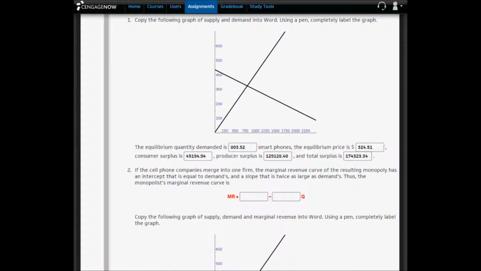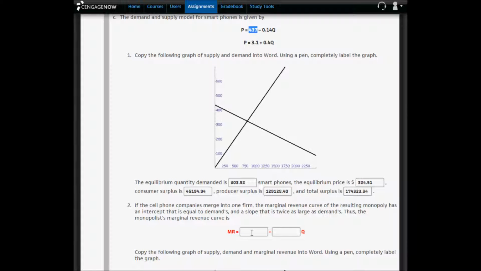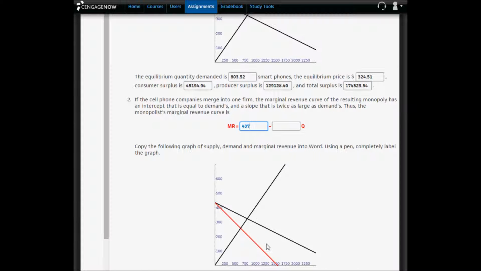Now, if the cell phone companies merge into one firm, the marginal revenue curve of the resulting monopoly has an intercept equal to demand's. So demand's intercept is 437. You can see that right here. This is the marginal revenue curve, and this is the demand curve, that curve right there. The supply curve doesn't change. But you can see that marginal revenue and demand have the same intercept.